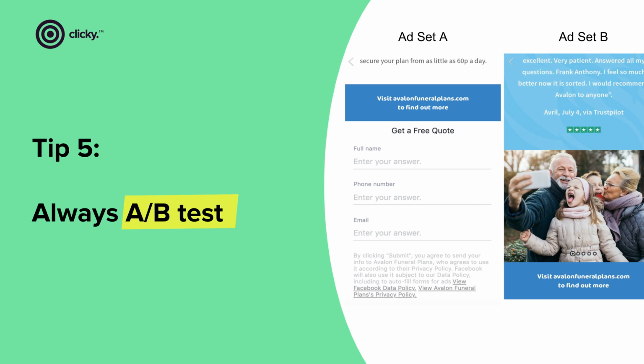So on the screen now is an example of a current A/B test that we're running for one of our clients where we're testing different lengths of an instant experience. Ad set A includes a form within the instant experience, and within ad set B, we've removed the form and we're leading users straight to the client's website to convert.